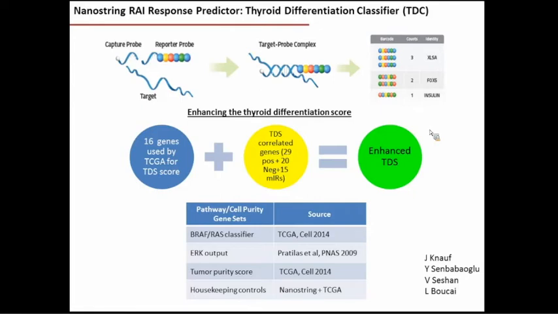And we designed it in such a way that we could detect what we call the enhanced thyroid differentiation score. There were 16 genes that were used by TCGA to define this thyroid hormone biosynthesis pathway. To this, we added genes that correlated either positively or negatively, again from the TCGA data, and we are trying to monitor this thyroid differentiation state of the cancer cell. In addition to that, we use this BRAF-RAS classifier that I described earlier, the genes that define those particular groups, as well as a series of transcripts that determine the ERK output, and then various controls.